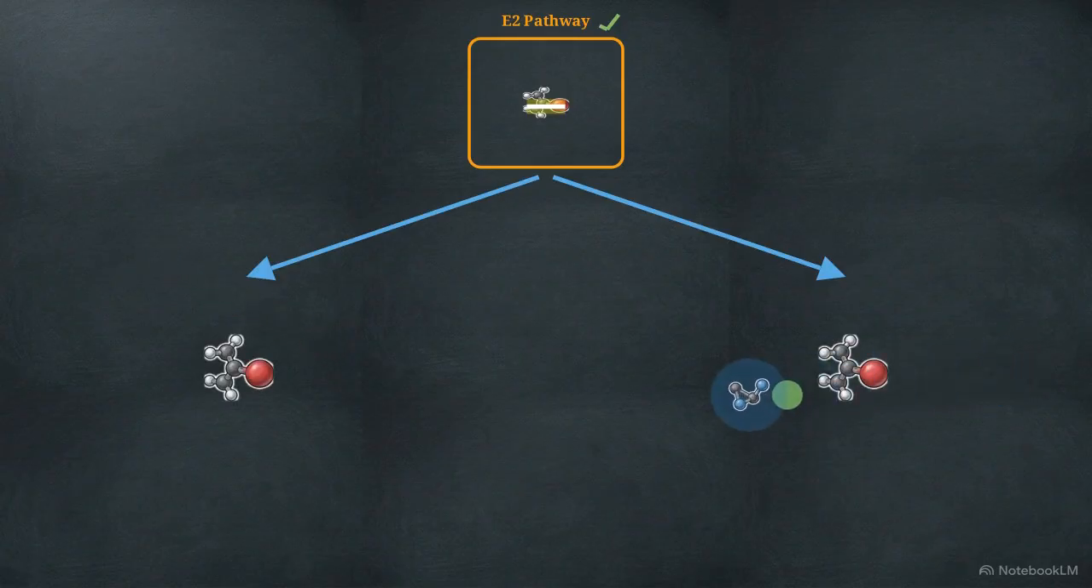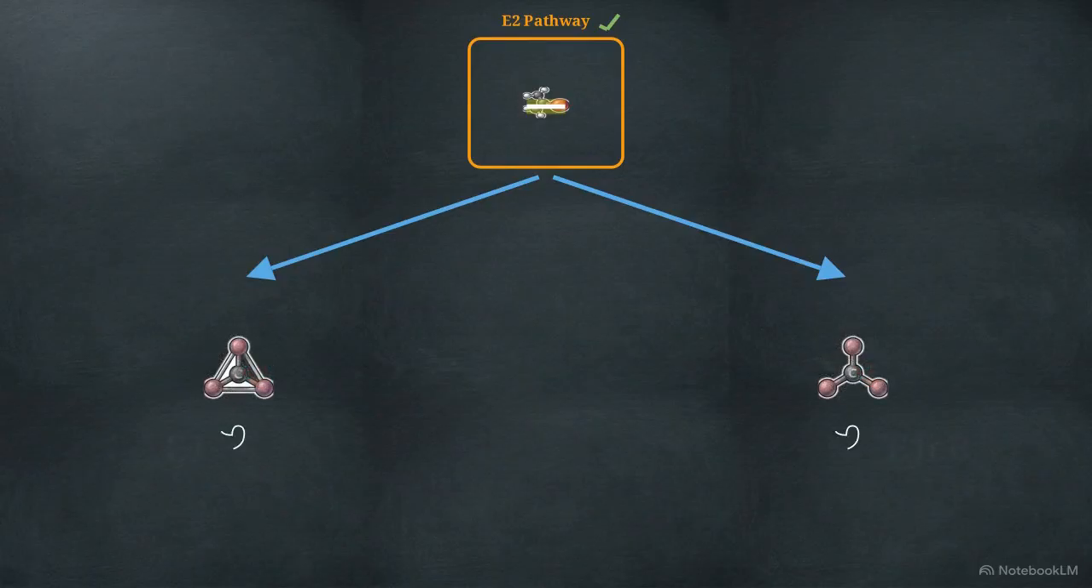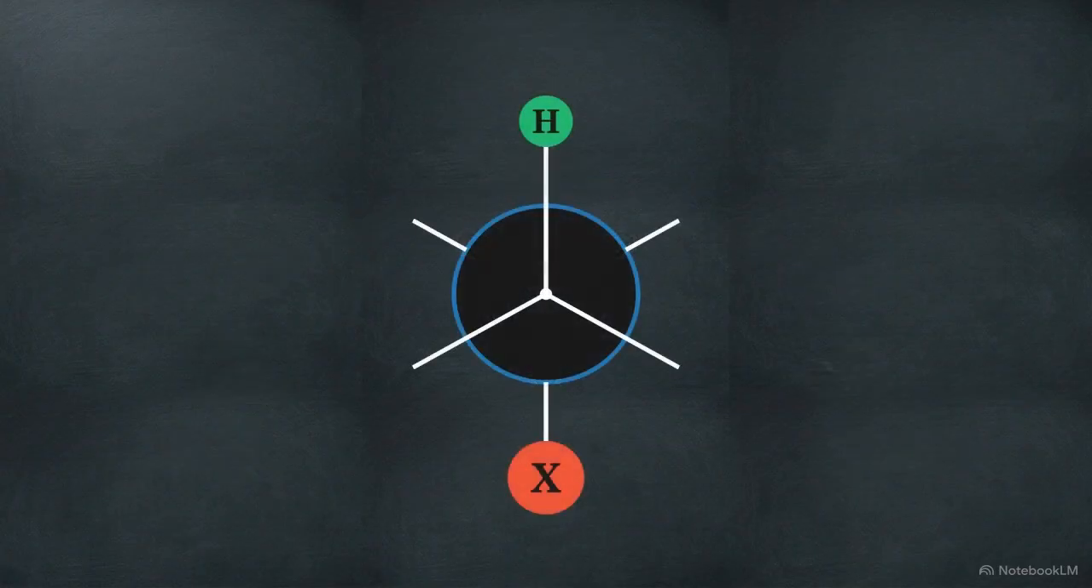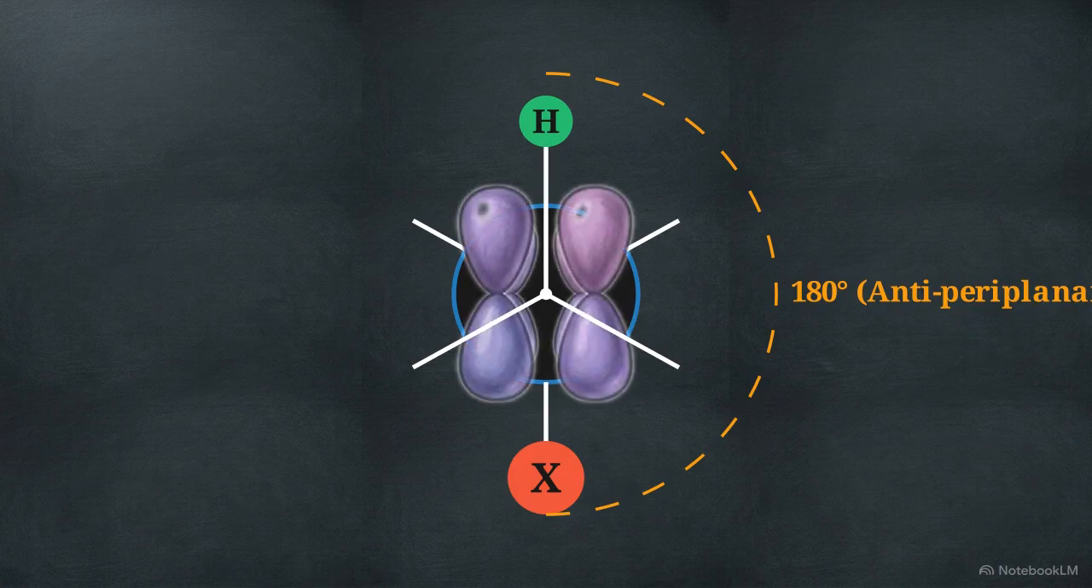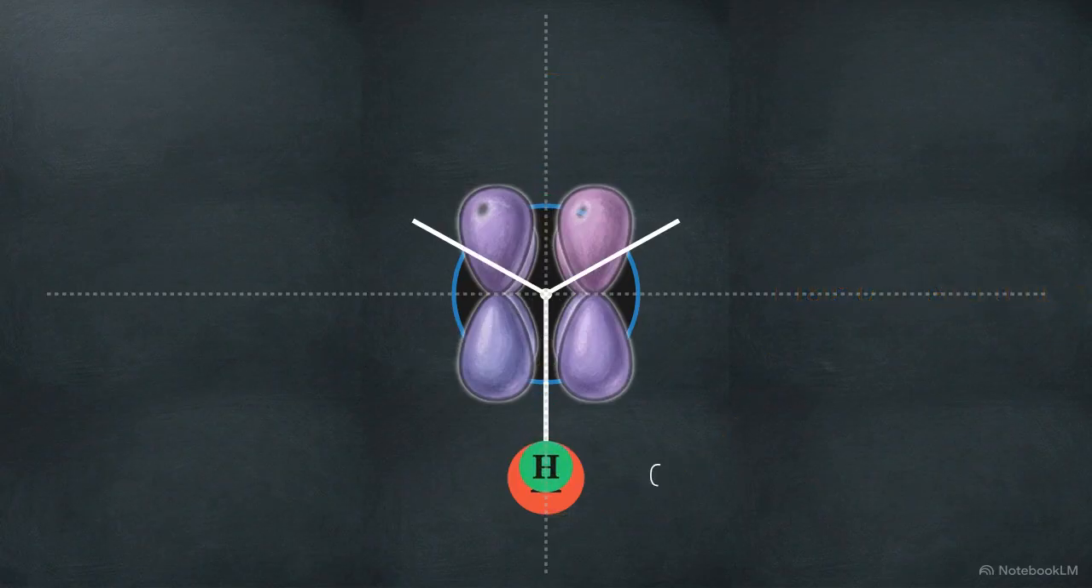If the sequence shifts, if the leaving group departs early or the proton is removed first, the reaction branches into entirely different mechanistic territory. This frozen E2 transition state shows the spatial requirement for the reaction. For the evolving p orbitals to overlap and form a stable pi bond, the reacting bonds must be coplanar. This forces the proton and leaving group into an anti-periplanar alignment, 180 degrees apart.